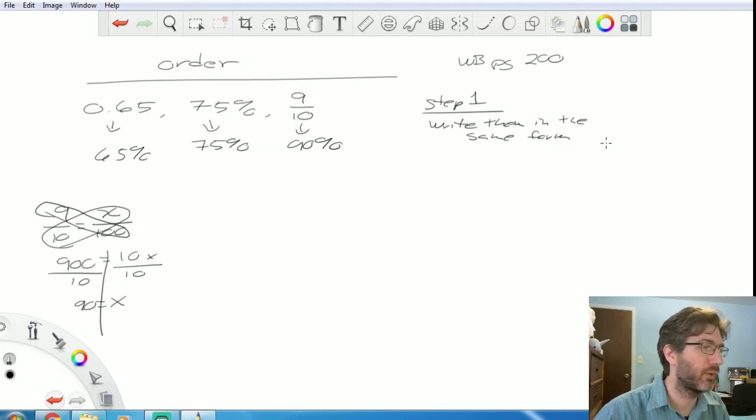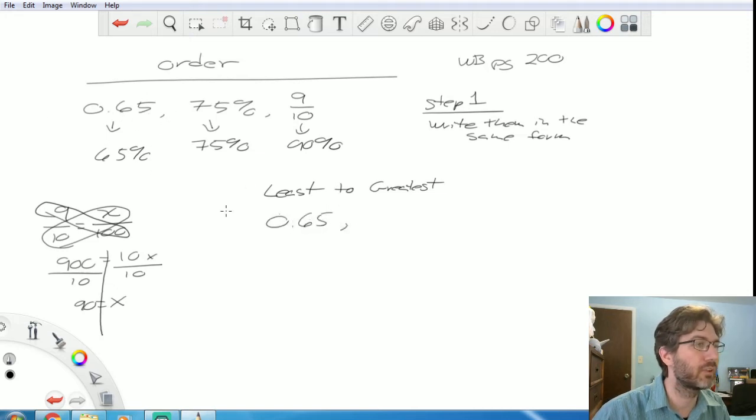And then you just put them in order. Pay attention to how it asks you to do it. Let's say we're going least to greatest. We're going to decide which one's the smallest out of all of them. The 65% is the smallest. It's written as 0.65, so 0.65 is first. Then you get to 75%. I guess these ones were in order. And finally the 9/10.